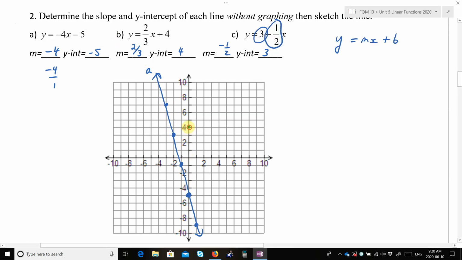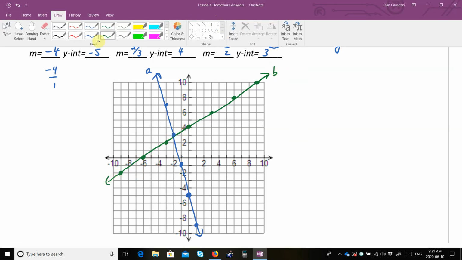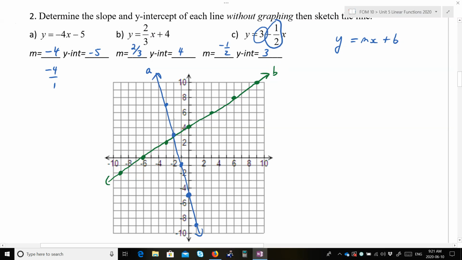Okay, let's do B in green. The y-intercept is 4, so up here, and then we have a 2/3 slope, so that's up 2, 3 to the right, up 2, 3 to the right. And back the other way is down 2, 1, 2, 3 left. Down 2, 1, 2, 3 left. There's letter B.